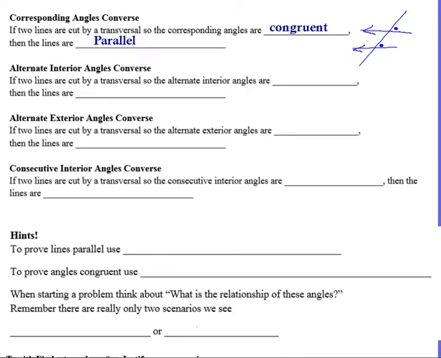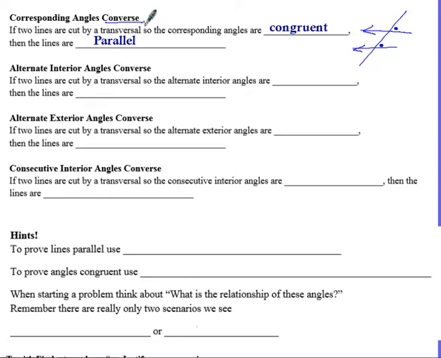This seems very, very similar to what we talked about last class, except last class we looked at if two parallel lines are cut by a transversal, then the corresponding angles are congruent. So converse basically just sort of flips that around. So this lesson today, we're all going to be proving if the lines are parallel.